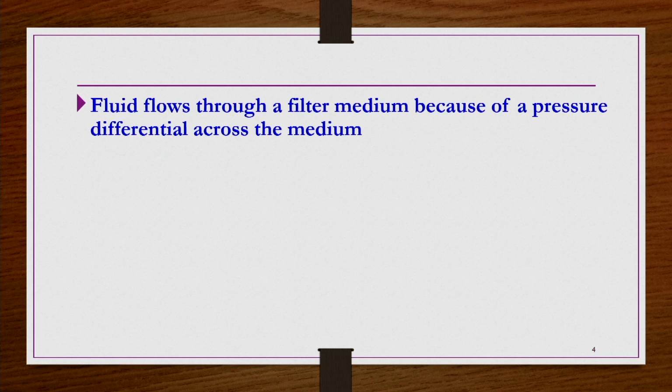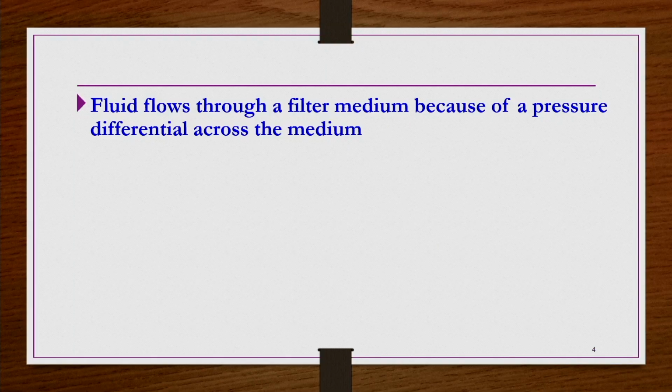Then how does the filtration take place? It seems like a simple separation of a solid from a slurry by passing that slurry through a filter medium. But how does this separation take place in general? That takes place because of the pressure difference across the filter medium that we use. Across the filter medium a pressure difference would be developed, and because of that pressure difference the separation takes place.